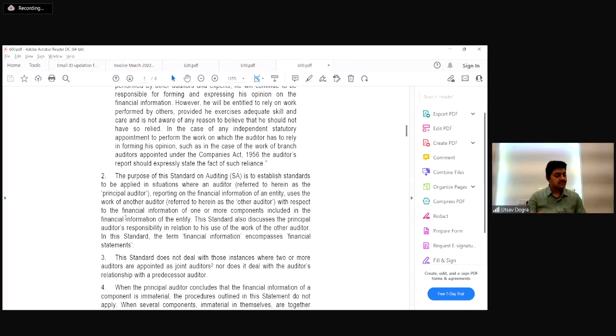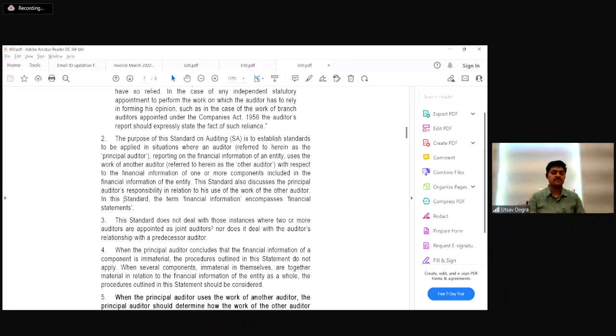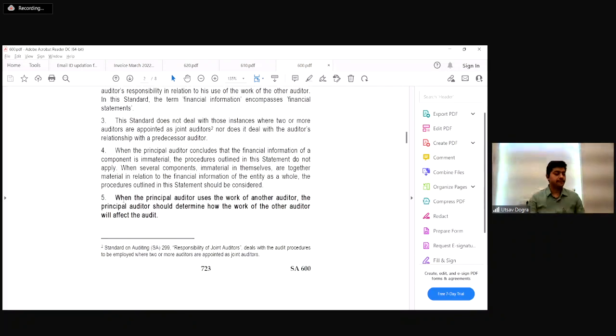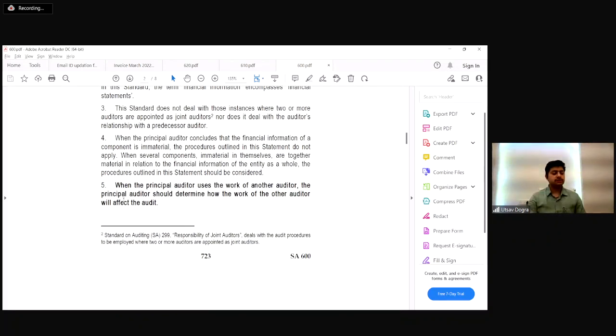So the responsibility of the auditor shall remain the same with the principal auditor as that of the other auditors. We saw para 3, which talks about what I have just said: that it does not deal with the case of a joint auditor, nor does it deal with the auditor's relationship with the predecessor auditor. Right. So if the principal auditor concludes that the financial information of a component is immaterial, the procedures outlined in the statement do not apply.